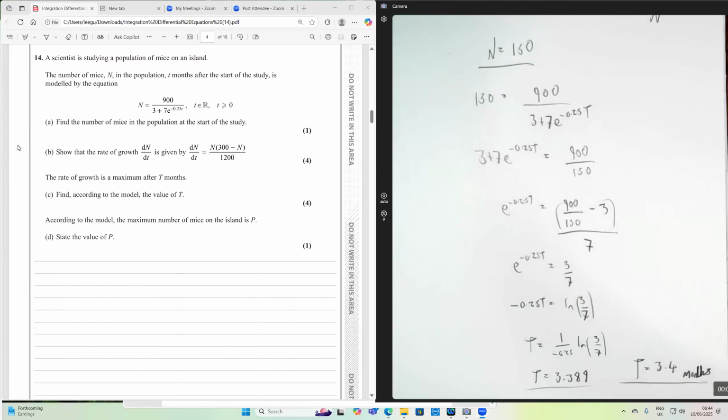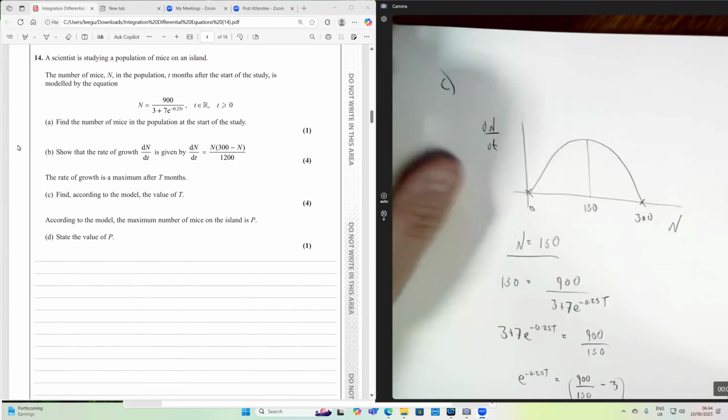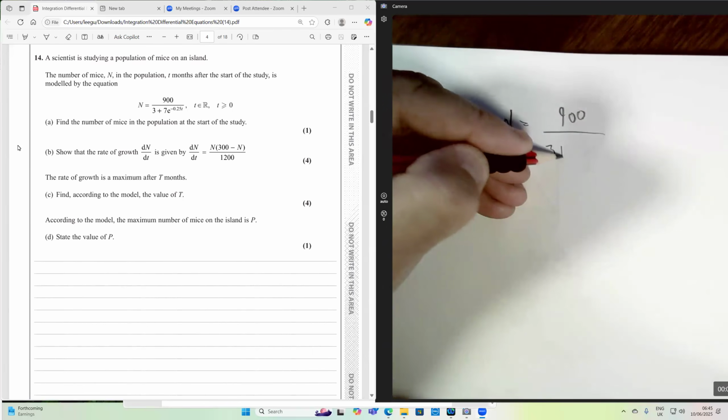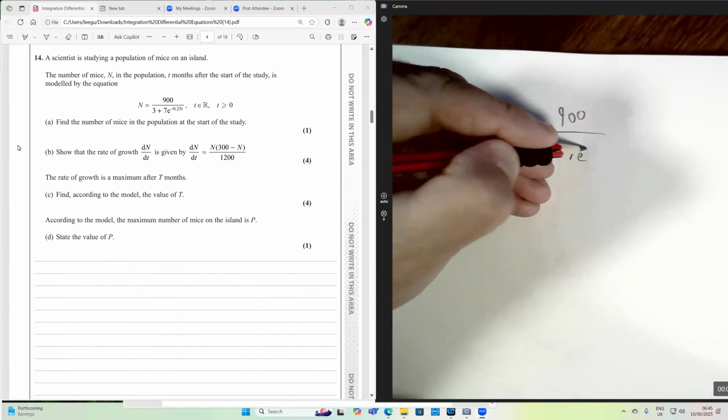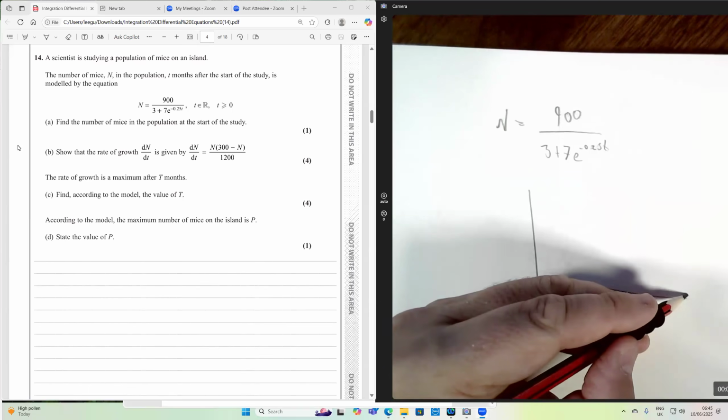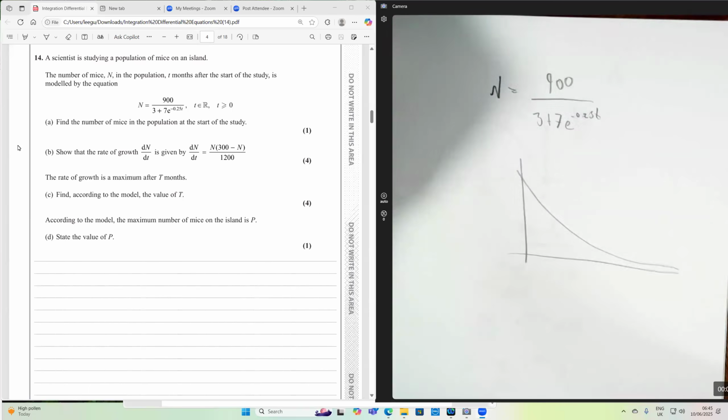Now, according to the model, the maximum number of mice on the island is p. State the value of p. Okay, now this, again, is such a super popular idea in questions of this type, okay? And what we need to do is just, for this last bit, we just need to revisit and look at the original equation, okay? So n is equal to 900 over 3 add 7e to the minus 0.25t. And I really can't emphasize this bit enough. It seems to come up almost every exam season.